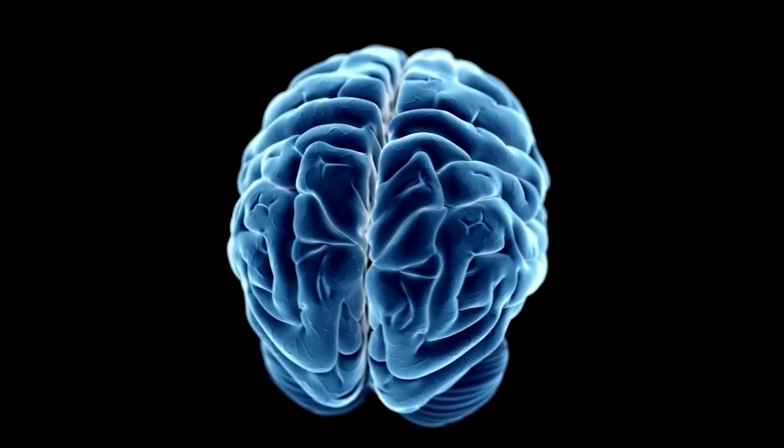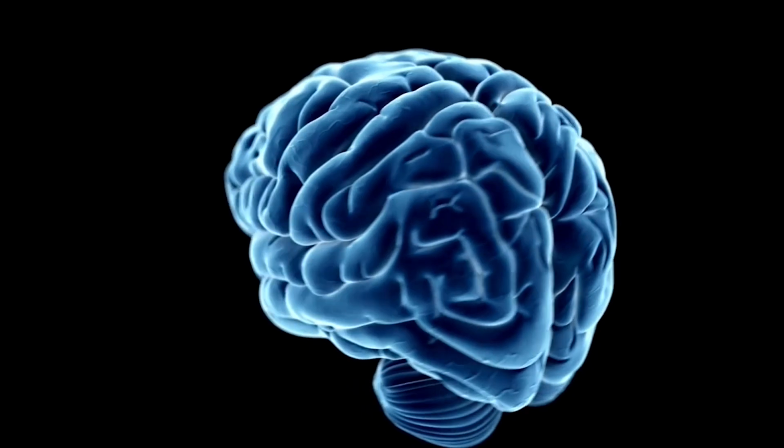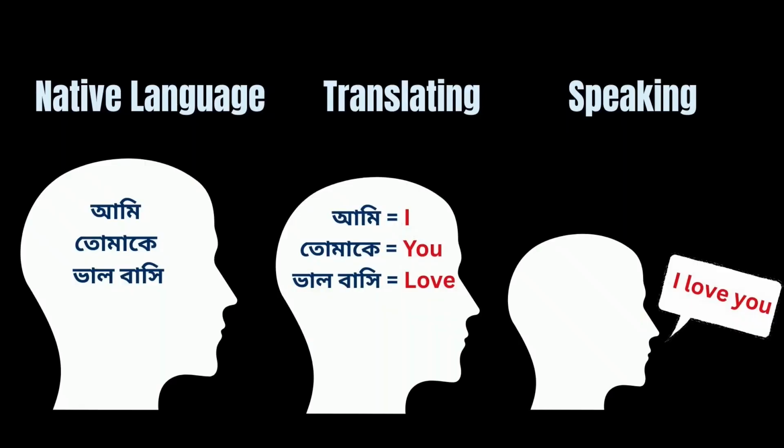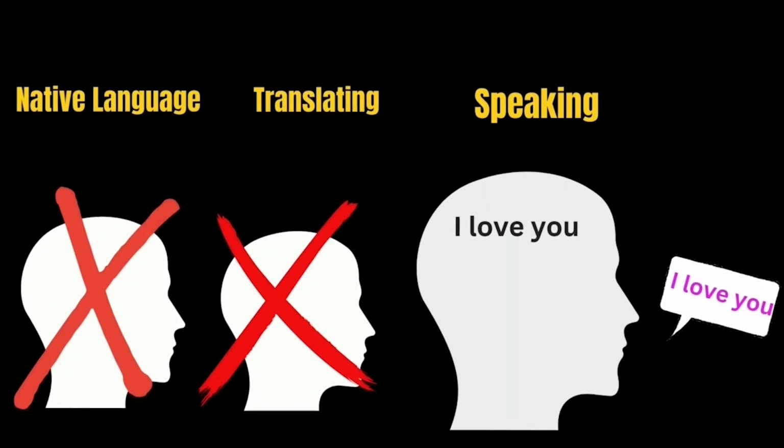First, let me explain why we can't think in English. If you cannot think in English, you can never be fluent in English. The default language of our brain is our native language. As non-native English speakers, whenever we try to speak English, we are used to thinking in our native language first, and then we translate the ideas into English. As a result, our fluency is affected. If we can skip the first 2 stages, we can easily become fluent in English.